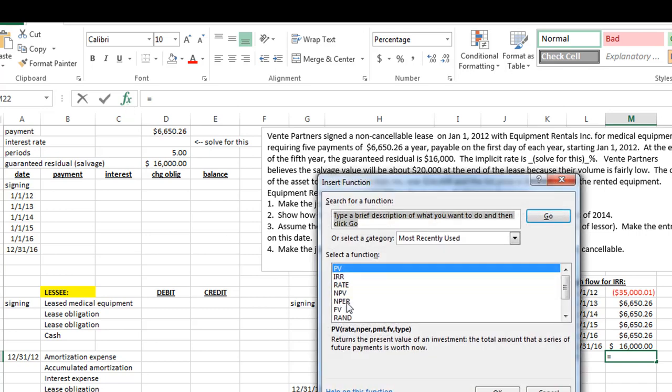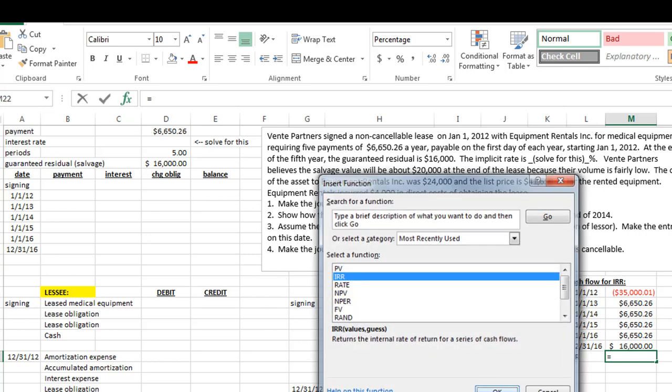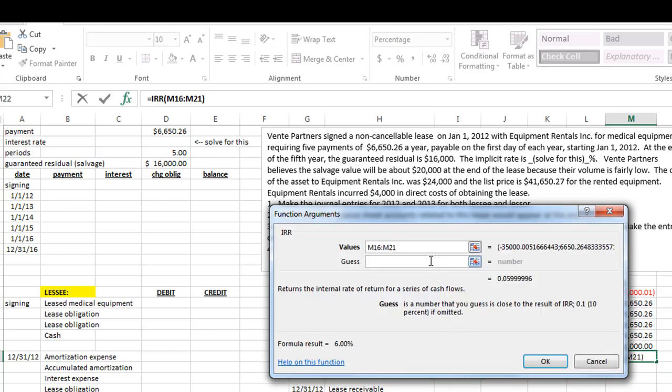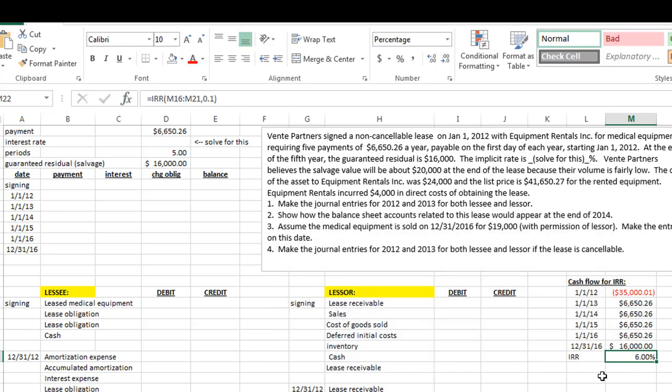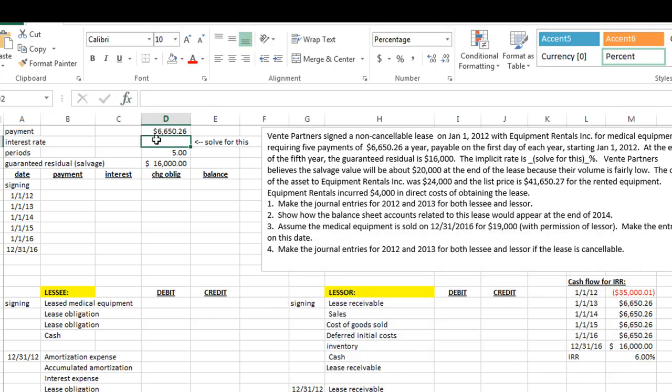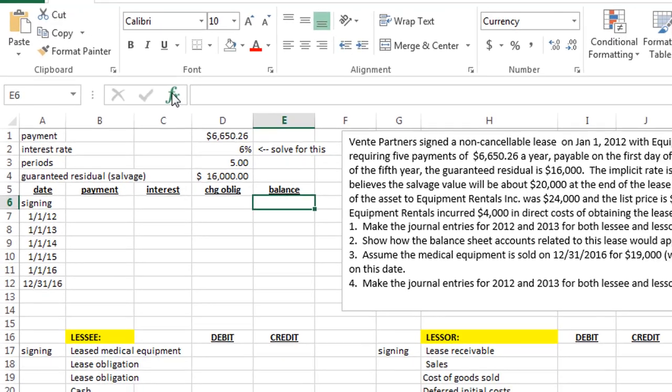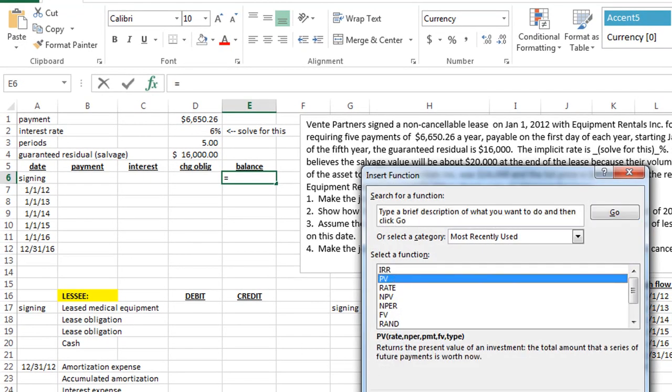Okay, so we go up here to the function, we go for IRR, and we highlight the values, hit enter, put in a guess. I always do 0.1. You can put whatever you want in there. All right, 6% is what we need. So we have solved for that. And now we can do the amortization schedule, and then we can begin to do the journal entries for the various parties. So the balance here is going to be the present value of all the future payments.